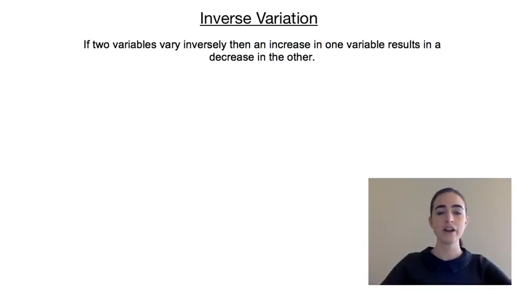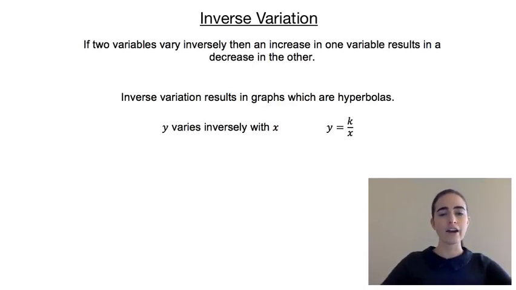In this video, I want to have a look at inverse variation. If two variables vary inversely, then an increase in one variable is going to mean a decrease in the other. So as one thing increases, the other variable is decreasing. When we graph an inverse relationship, it actually ends up being part of a hyperbola.